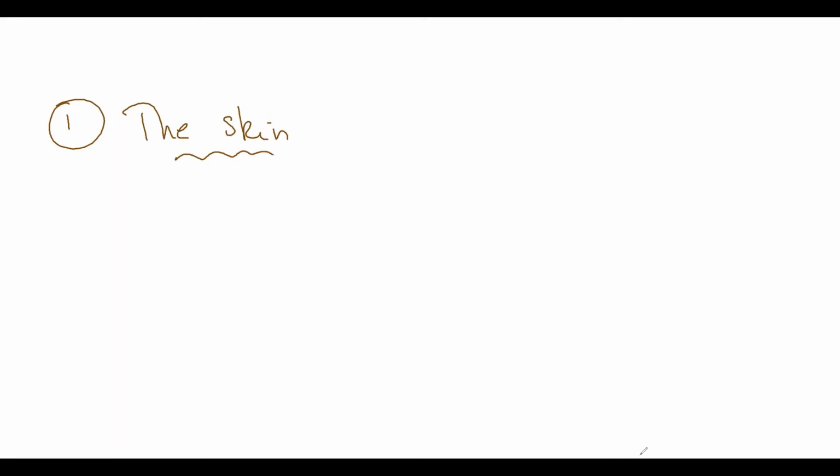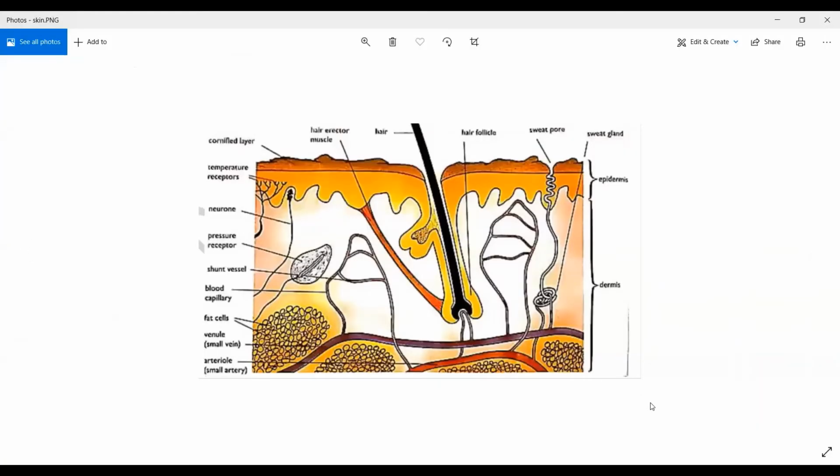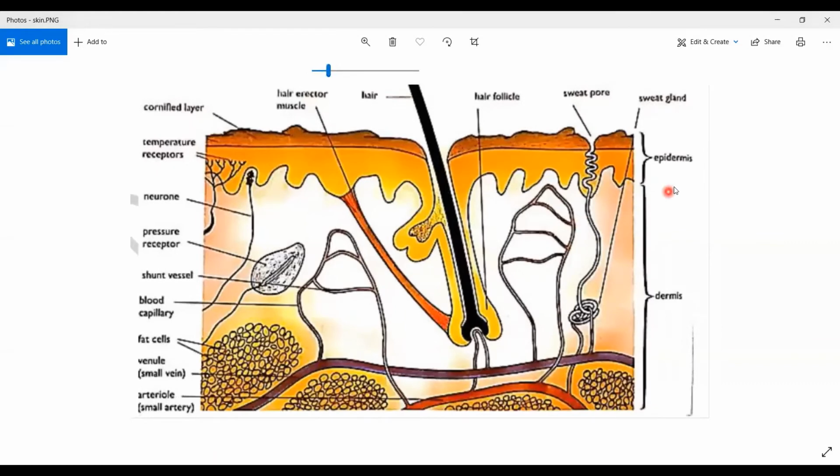Now let me put this picture of the skin. Here it is. Don't be scared. This is how it looks under the light microscope. The skin of mammals, let me say of humans, is made of 2 layers. This layer is called the epidermis. While this thicker layer is called the dermis. Epi means above. So if this is the dermis, then this is above the dermis, or epidermis.